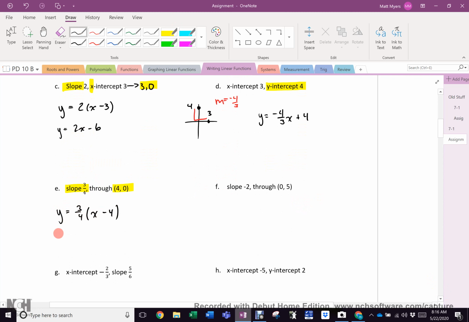You could tidy that up if you really want. y equals 3/4 x minus 3. Slope point, but you will notice this is a y-intercept because x is 0. So y equals negative 2x plus 5.